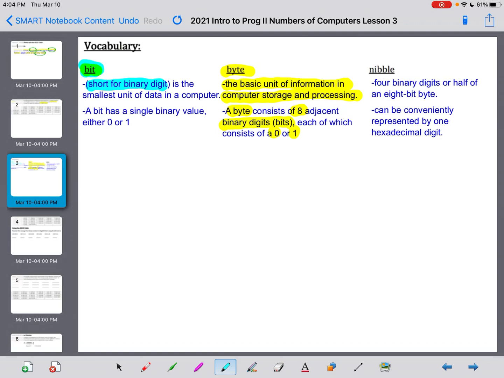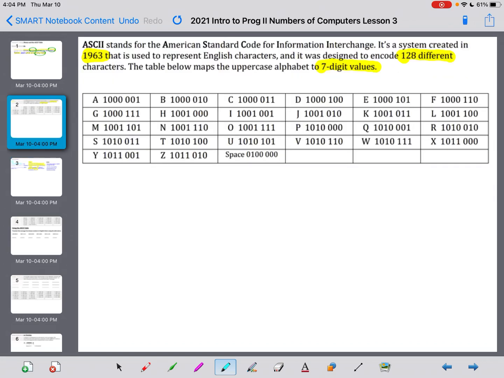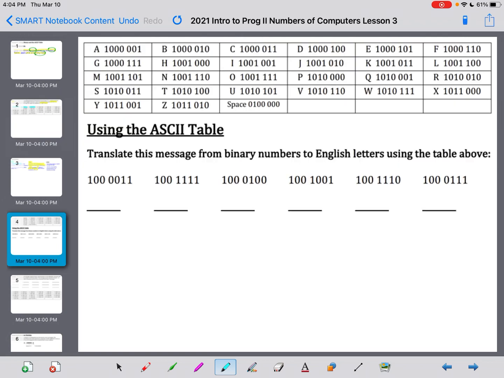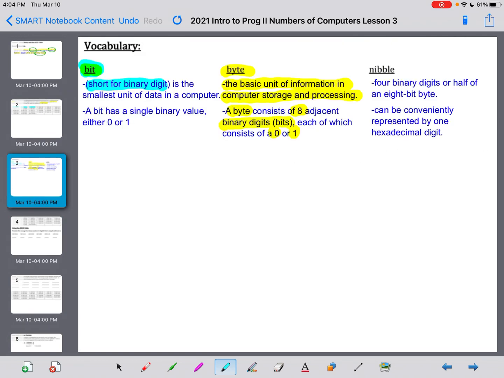So these pieces here, these are 7-bit values. So let's start using bits instead of digits here. Kind of continuing here. Again, a bit has a single binary value, either 1 or 0. Makes sense. Now, very interestingly here, we have a bit and a byte.